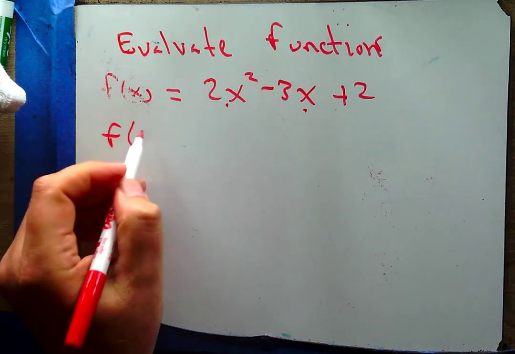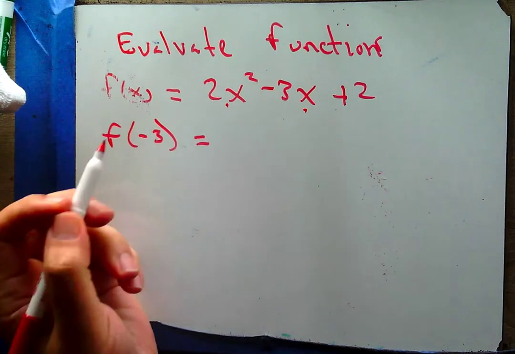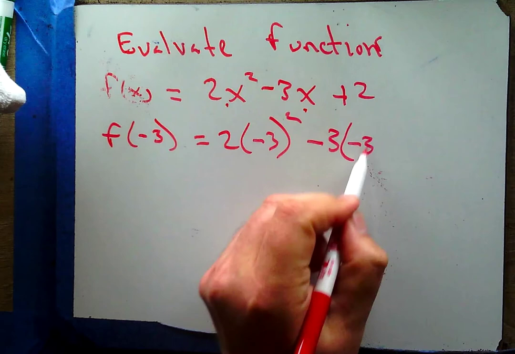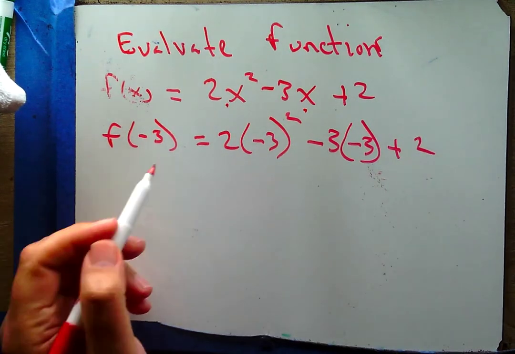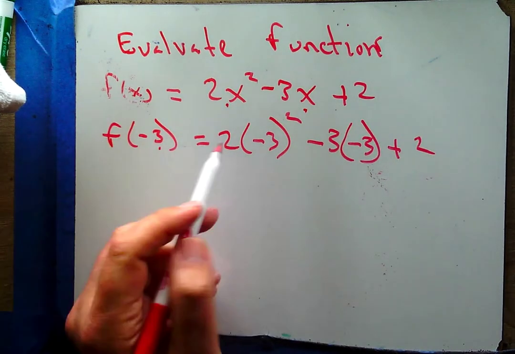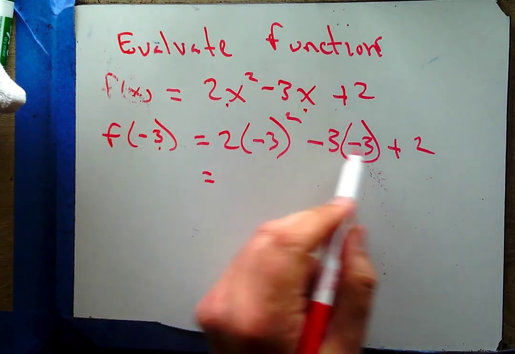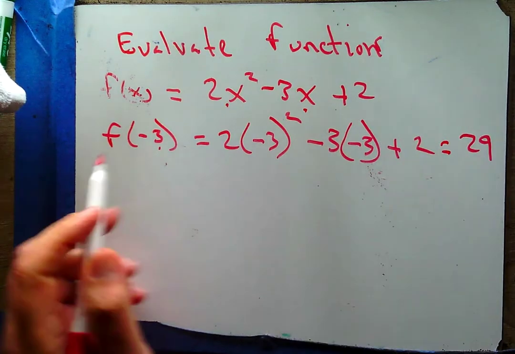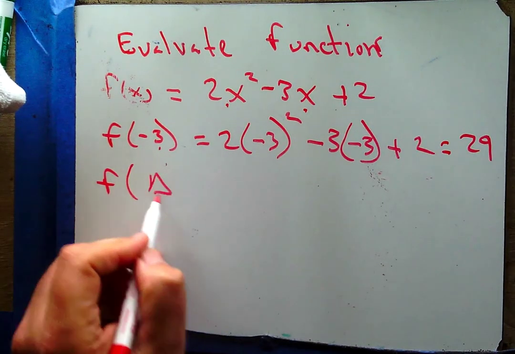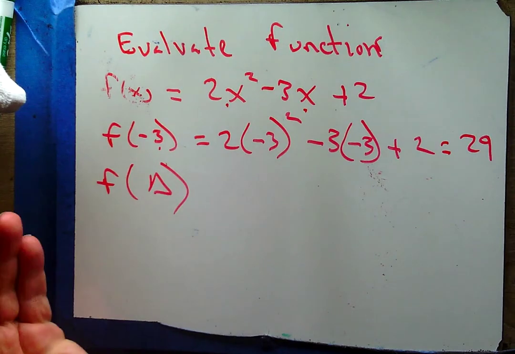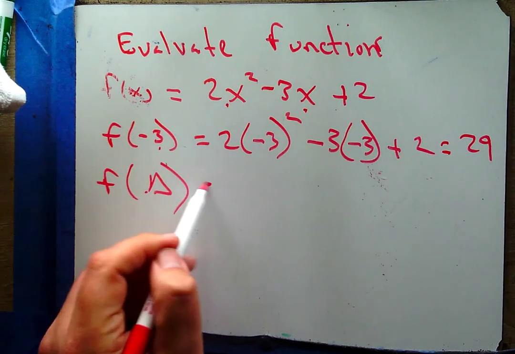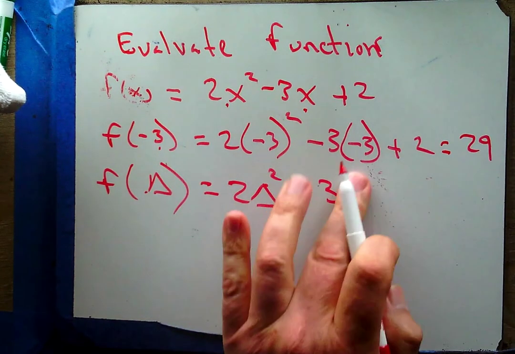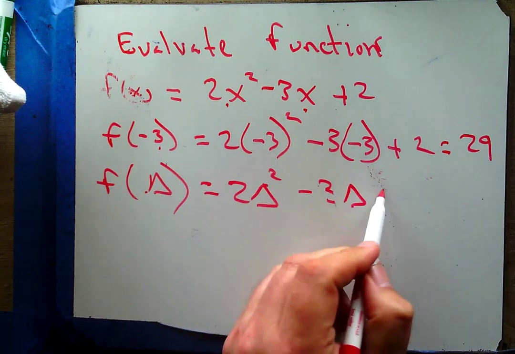Now how about f of negative 3? 2 times negative 3 squared minus 3 times negative 3 plus 2. I'm replacing x with negative 3. And so I get 18 plus 9 is 27 plus 2 is 29. But what do I do when I come to f of triangle? No difference. See, x is gone and triangle is there. 2 triangle squared minus 3 times triangle plus 2.